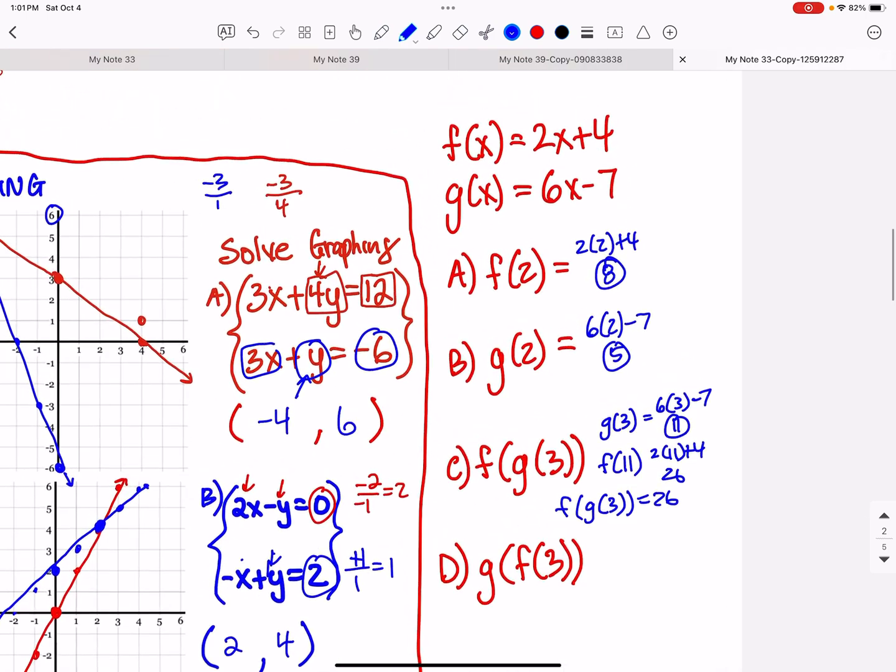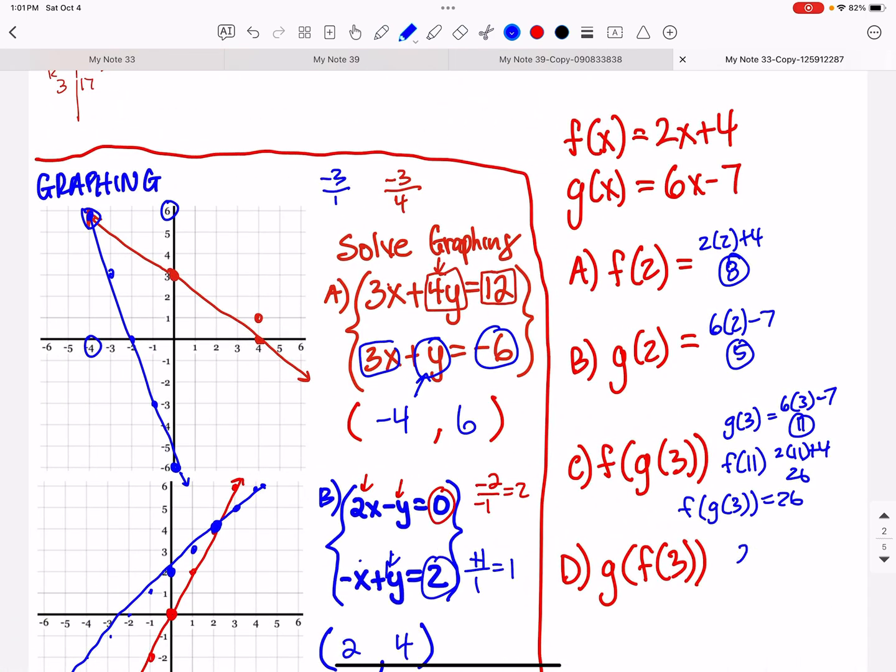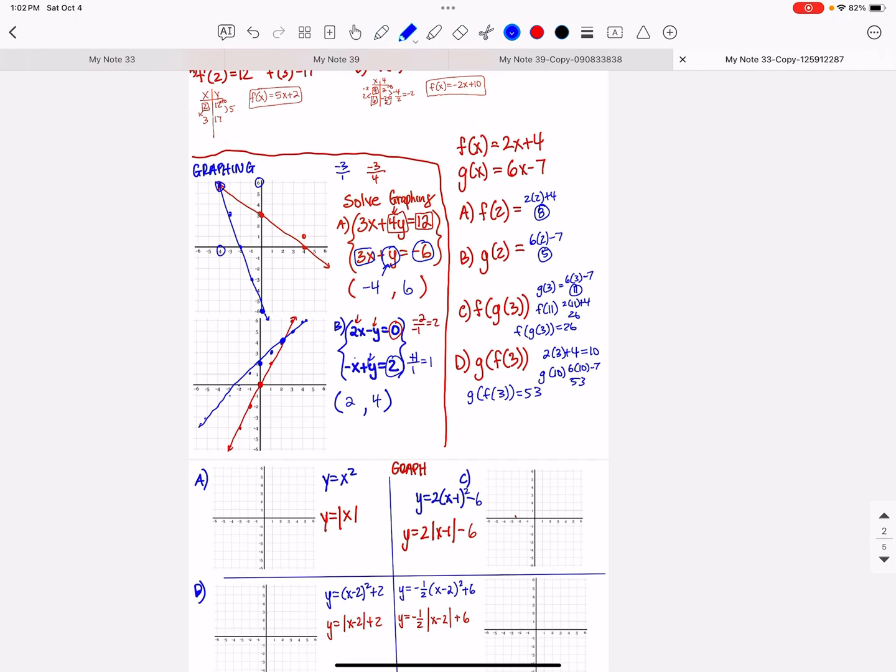What's the g of f of 3? What if we do it in the backwards order? Let's see. 2 times 3 plus 4 is 10. So the g of 10 is 6 times 10 minus 7, which is 60 minus 7, which is 53. So the g of f of 3 equals 53.